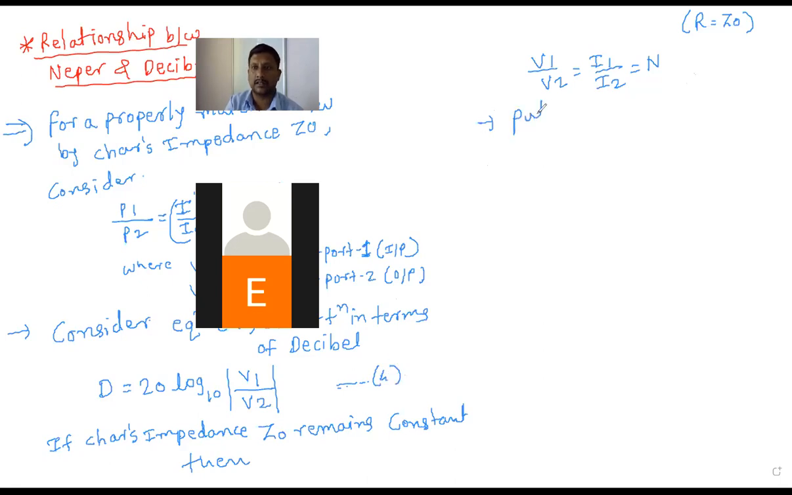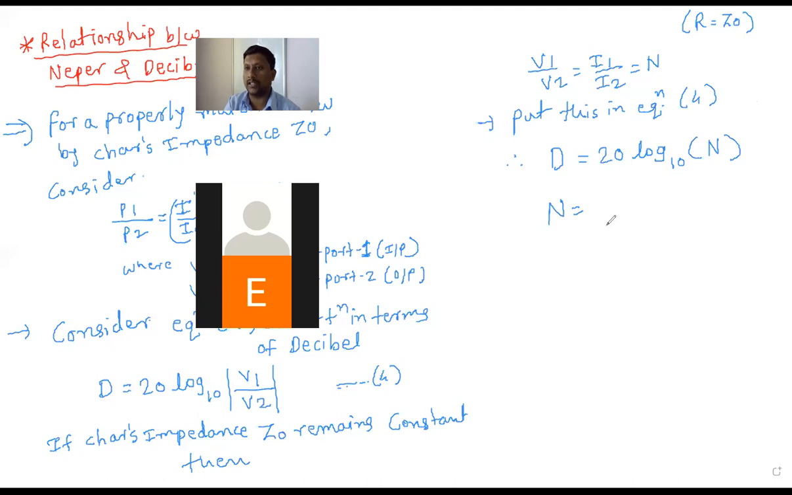Put this in equation 4. So what are we getting? D is equal to 20 into log of base 10 of capital N, because V1 divided by V2 is replaced by N here. Okay, so this we got the relationship between what? Decibel and Neper. So N also you can calculate.